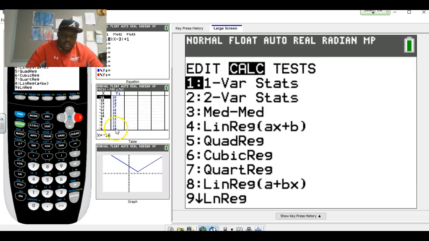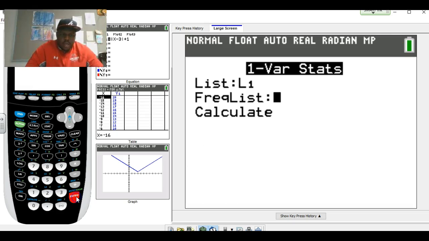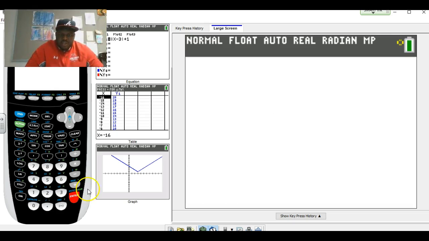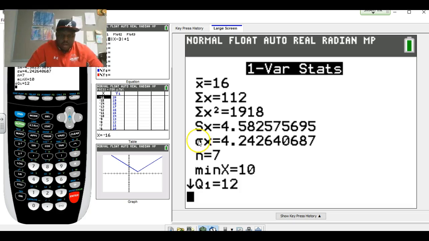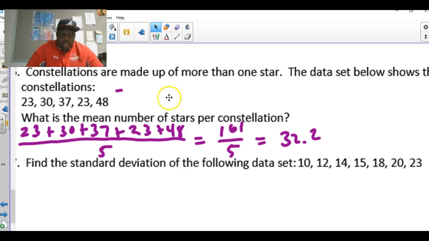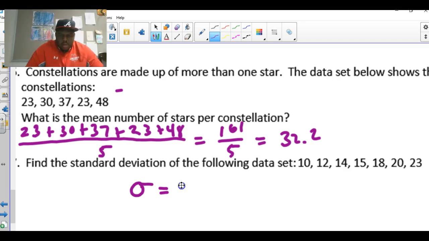And then we're going to go stat again. Same thing, one variance statistic. Enter on that. And we're going to find our sigma. Okay, our sigma right here. This is our sigma, 4.24. 4.24 is going to be our standard deviation. Sigma is your standard deviation. So standard deviation of 4.24.